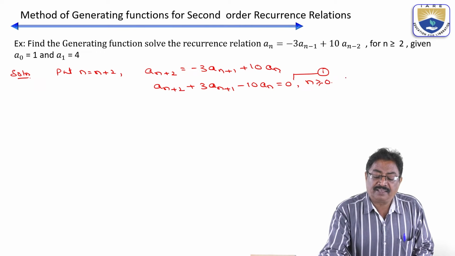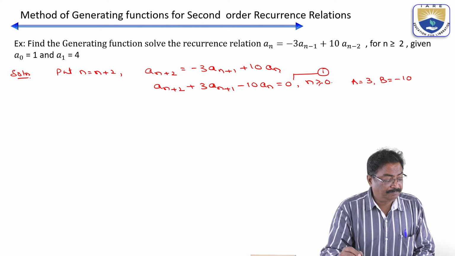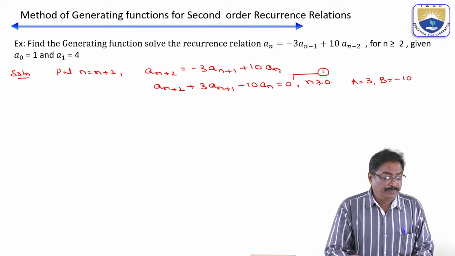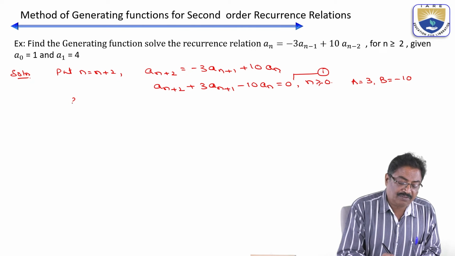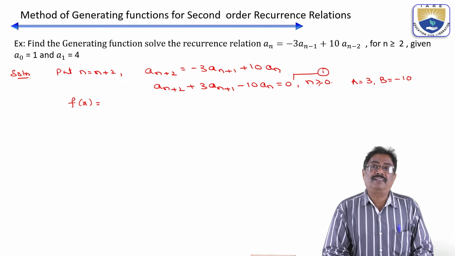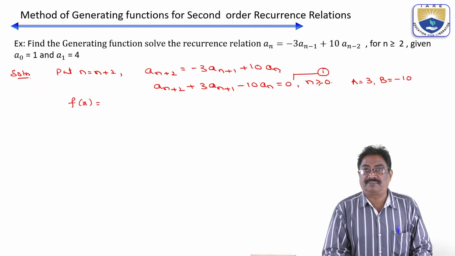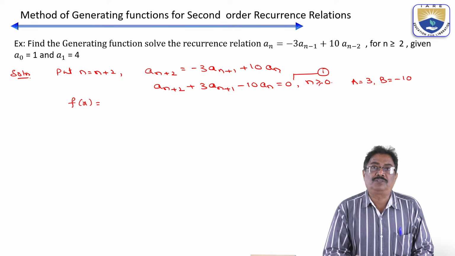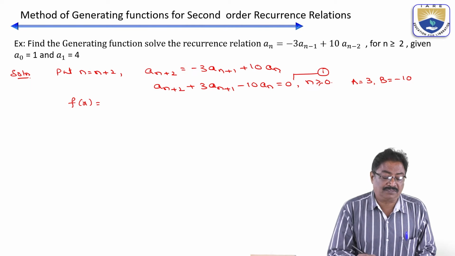And here a equals 3 and b equals minus 10. So now what is f of x equal to? Either you can solve by using the previous method or else we can solve by using this one also. Both ways we can get the same results. F of x.